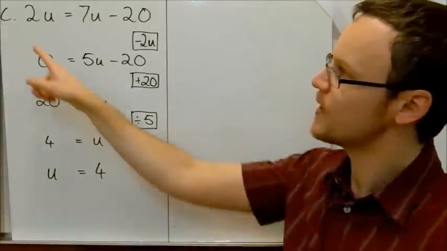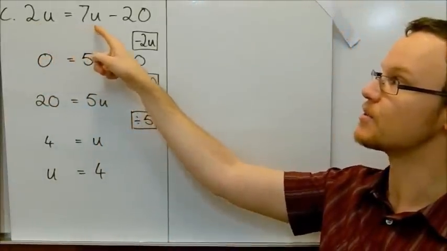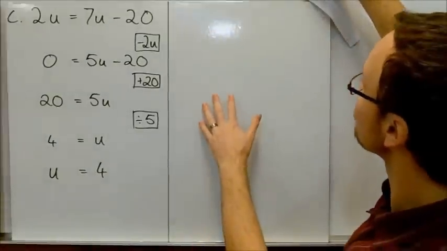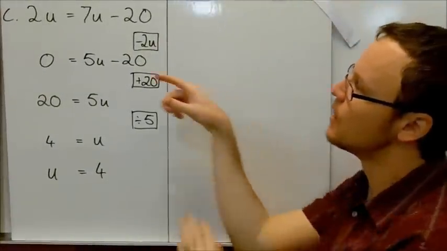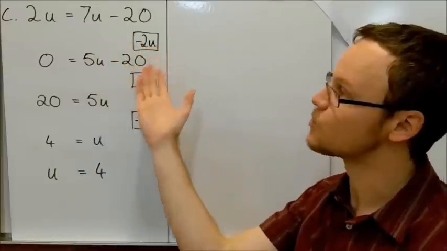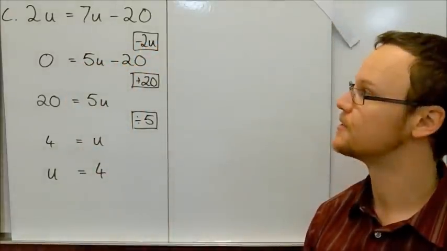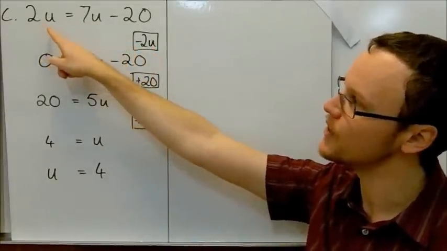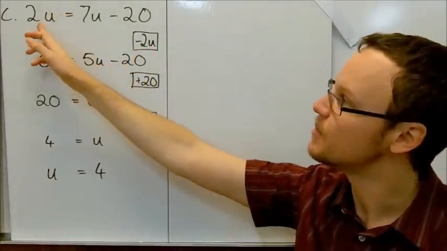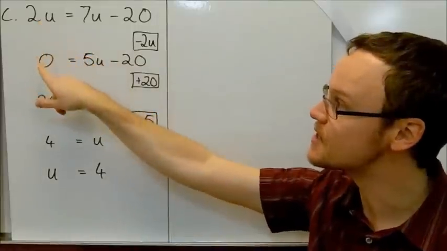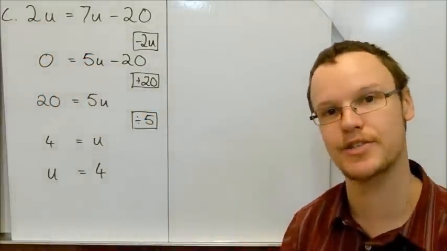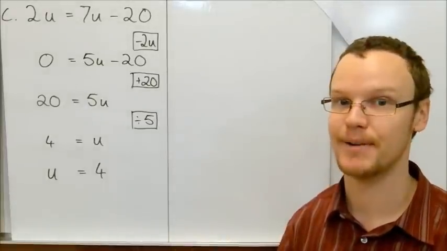Last example, here we've got 2u equals 7u minus 20. So we can subtract 2u from both sides. Now doing this, there are no other variables left on this side, but we know that 2u minus 2u is 0. So we can leave 0 on one side of the equation, that's no problem. 0 is just another number.